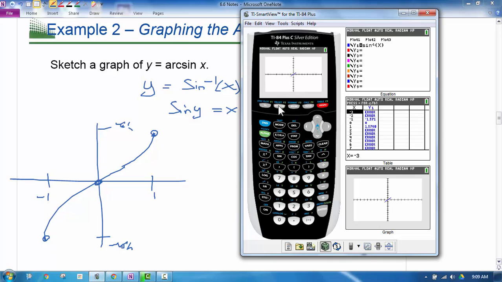In fact, I know my domain and range, so I can go from -2 to 2, for example, because I know it only goes from -1 to 1. And I can also go for the y's from -pi to pi, because I know it goes from -pi over 2 to pi. So I can graph that, and that'll zoom me in a little bit and show you the same exact graph. But there's the inverse sine function.